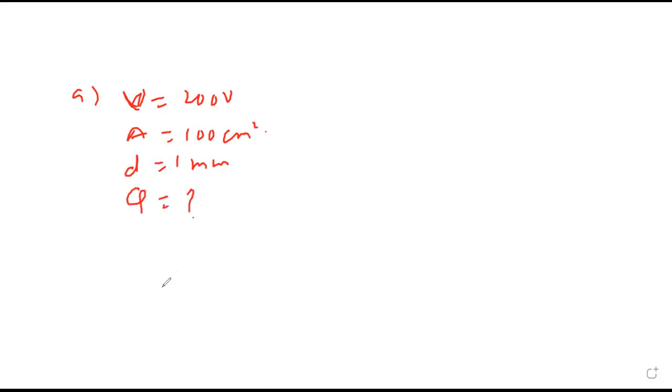The potential difference between the plates of a parallel plate capacitor is 200 volt. The area of the plate is 100 centimeter square. The distance between them is 1 millimeter. If the medium between them is air, calculate the charge taken by the capacitor. If the medium is a dielectric, K1 was air, K2 I am taking 2.5. Then what will be the potential difference for the same charge? This is V1, this is V2. Take 2 minutes, think on it.